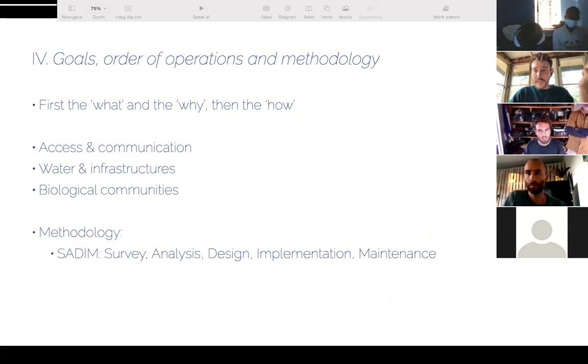So what I'm going to do next is explain a methodology that we use in landscape design and absolutely in permaculture design, which is called SADIM, which stands for Survey, Analysis, Design, Implementation, and Maintenance. What comes next is a step-by-step breakdown of these different elements. And in the meantime, as I said before, I will tell you some anecdotes about different projects.